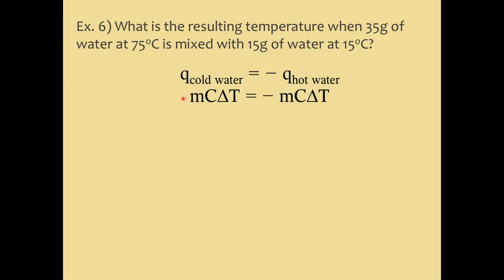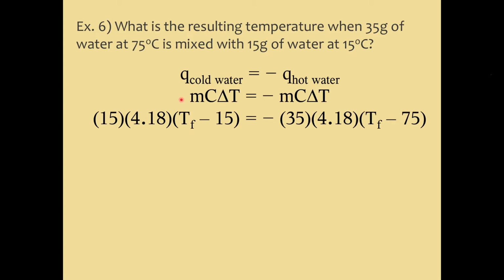Let's do the MCΔT. And then let's start to try to plug in some numbers. Now, this is our hot water, and it was 35 grams, and it started at 75 degrees Celsius, and its specific heat is 4.18, okay? And keeping that negative there. Now, the cold water is 15 grams. Its specific heat is 4.18, and its initial temperature was 15. Now, since they are reaching the same final temperature, the TF are the same. So we can keep this variable and this variable as the same. So we're eliminating the 4.18 since they're both the same on both sides.